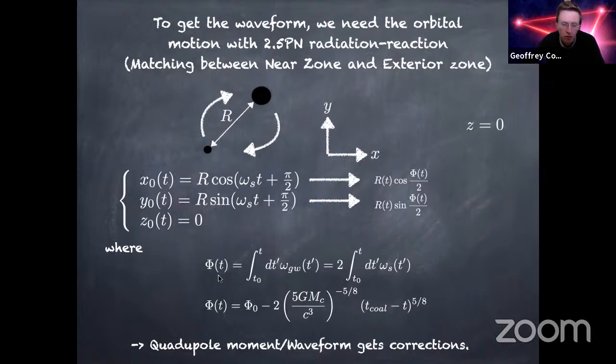So the frequency now is really a tail integral of the history of the frequency of the gravitational wave of the source.